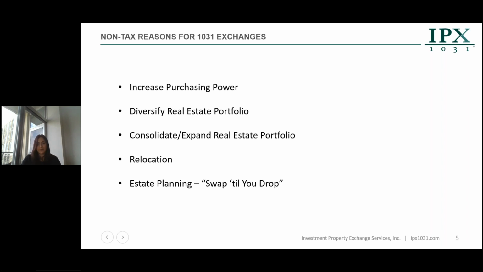And we like to call that swap till you drop. That's our cute little estate planning slogan. But that's another big reason why we see a lot of clients participate in a 1031 exchange, because they've done so many exchanges. They've already deferred so much in tax dollars. They can't really afford to cash out at this point. And they think ahead and say, okay, well, I'm going to leave this portfolio of properties to my kids, and my kids will end up avoiding all these taxes that I've deferred throughout my life. So, those are some of the non-tax reasons why we see clients participate in 1031 tax deferred exchanges.